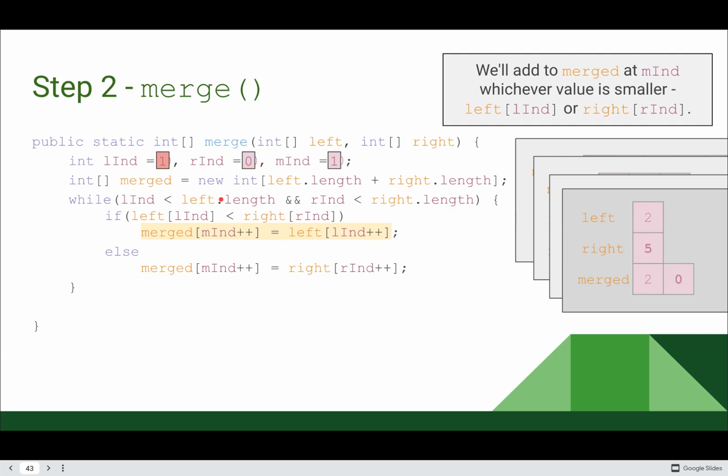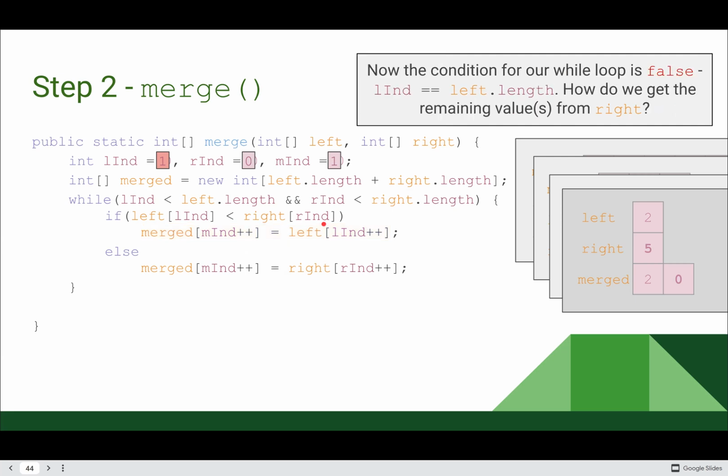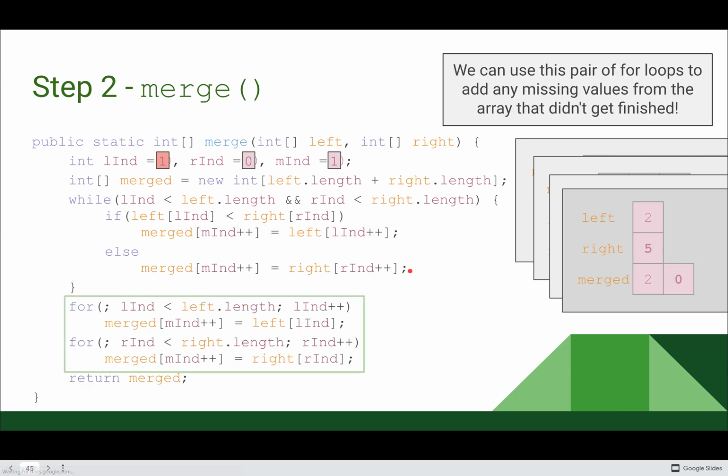So my condition for my while loop, as long as my left index is less than left.length, that is now false. So how are we going to get the remaining values from our other array? Well, we're going to use a couple of for loops to grab any missing values from the array that we didn't finish.